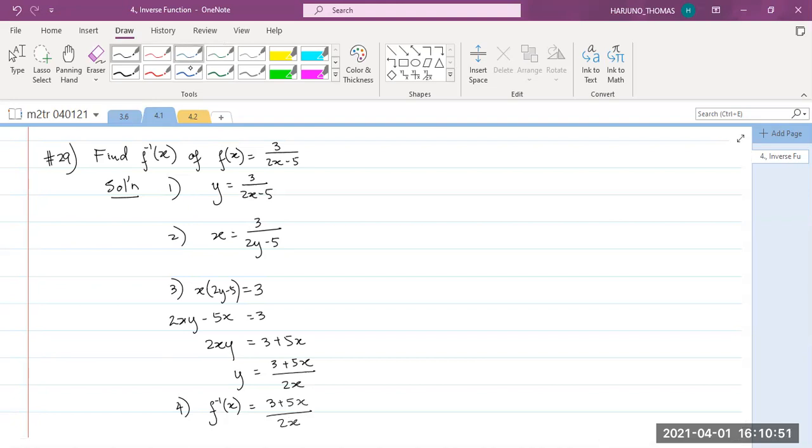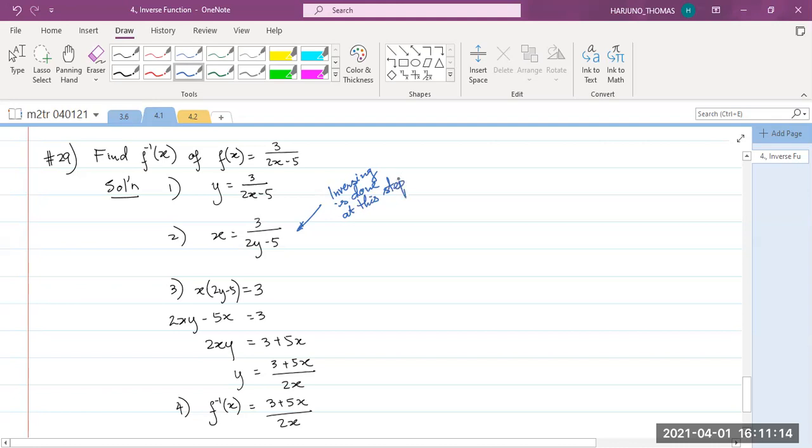Now, remember I said earlier that once you swap the x and y, you actually get the inverse already. So the inversing is actually done at this step. Now this last step is to write the inverse as a function.